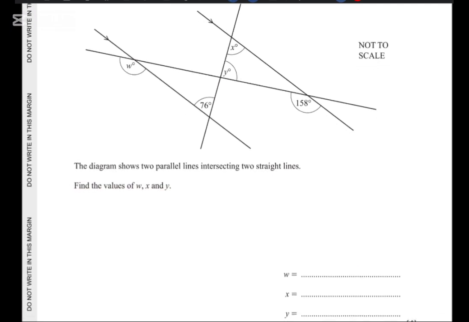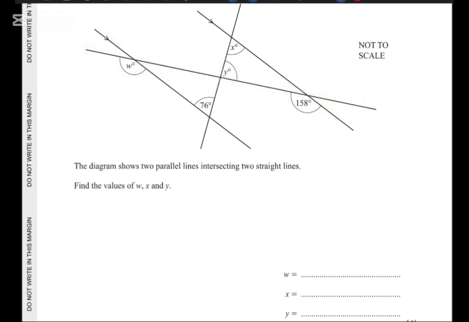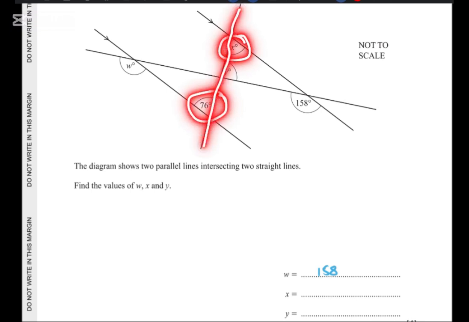So first we'll see what can be done without any calculation. Now see here, w is the corresponding angle of 158. It's on the same side of this transversal, and you can see one is inside the parallel lines, one is outside. So these two are corresponding angles. So the value for w is 158. Then next, x is equal to 76, because this is a transversal, and these two angles are alternate angles, and alternate angles are always equal. So 76.